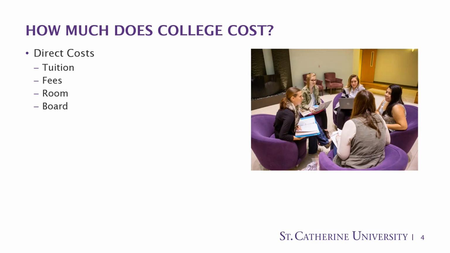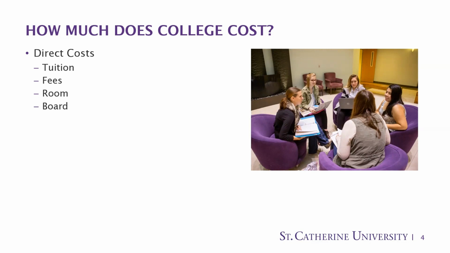At St. Kate's, tuition charges are billed to the student based on their enrollment in classes. Full-time students who take between 12 to 18 credits a semester are charged a flat tuition rate. Student fees at St. Kate's include a technology fee and an activity fee. Room and board refer to the housing and meal plan charges of a student who lives on campus.